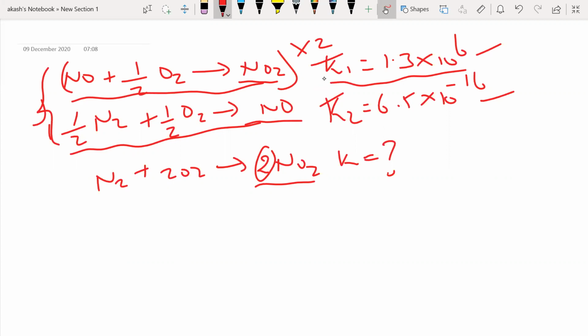Now tell me, guys, if there is a reaction and you know the equilibrium constant for the reaction, and if I multiply the reaction by a factor, what will happen to the equilibrium constant? Tell me. We saw three operations we can do. One is we multiply by a factor. Second is you reverse the reaction. And third is you go for addition or subtraction of the reactions. So in all these cases, the equilibrium constant will change in a way, right? So for this particular case, when I multiply by a factor, what will happen to the K value? Tell me.